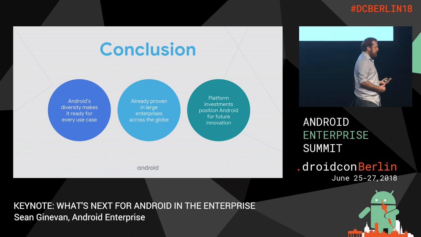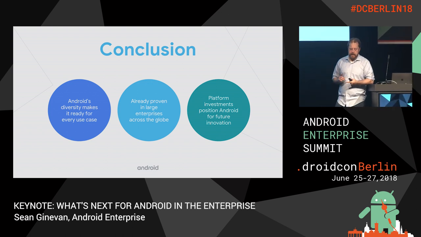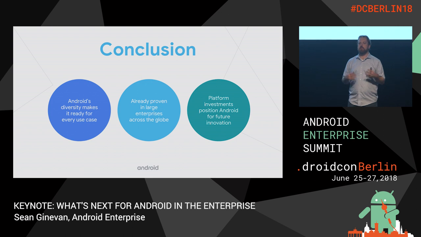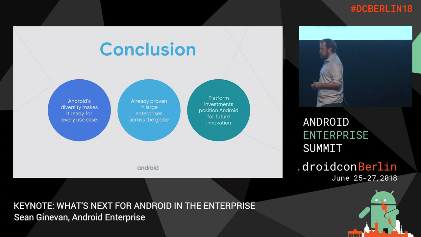So if I were to close on a couple notes, one, Android is really an incredible platform if businesses are looking to mobilize business processes or even start out their digital transformation journey. Android's diversity really allows for any use case that your enterprise customer can come up with to be met in a really, really rich way. It has been already proven in large enterprises across the globe, across every use case from knowledge workers working at desks to people working on power lines and more. And the platform investments that we're making at Google are really enabling Android to be well aligned to any future innovation that folks here in the room can come up with.